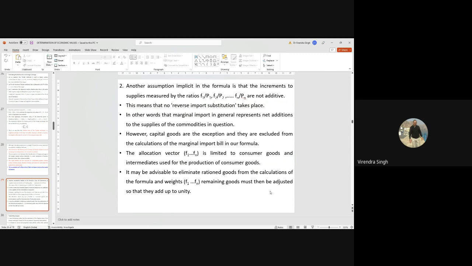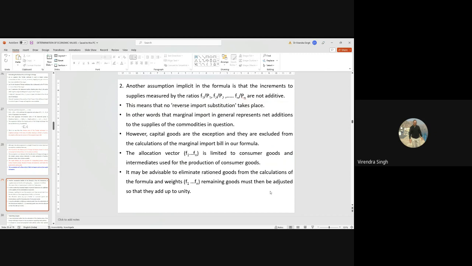Secondly, another assumption implicit in the formula is that the increments to supplies, measured by the ratios F1/P1, F2/P2, Fn/Pn, are not additive. This means that no reverse import substitution takes place. In other words, the marginal import in general represents net additions to the supplies of the commodity in question.